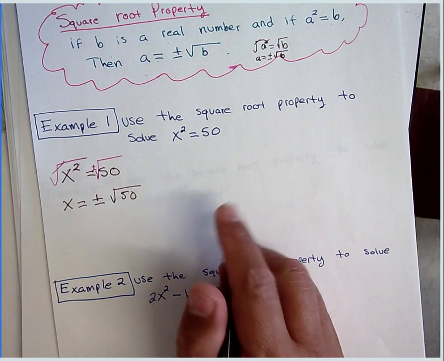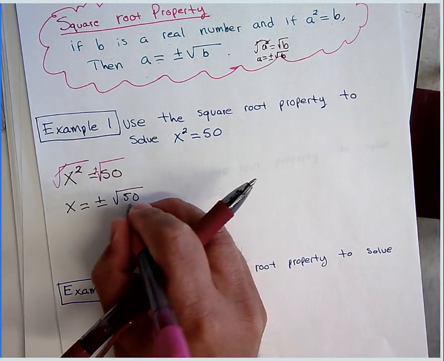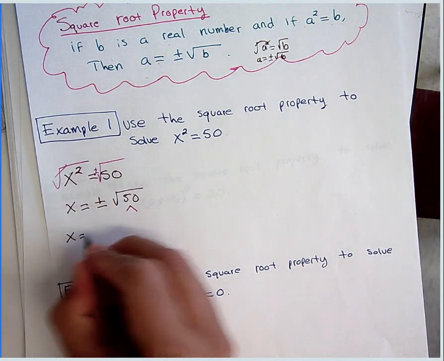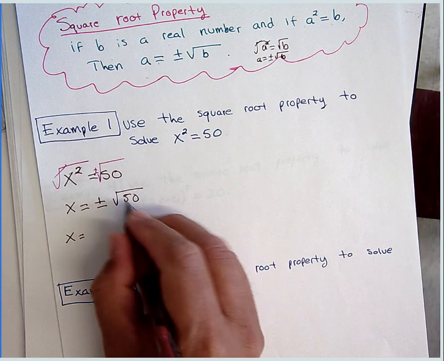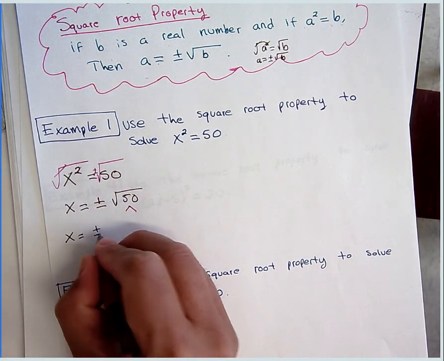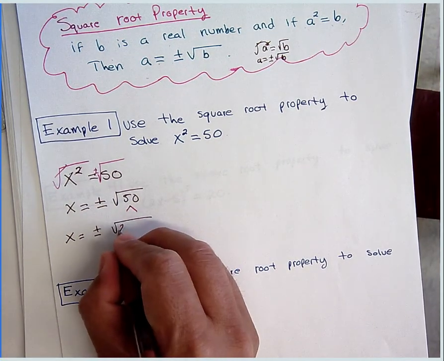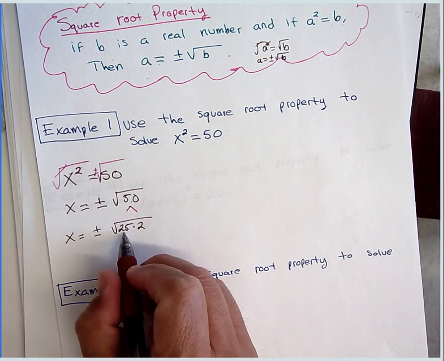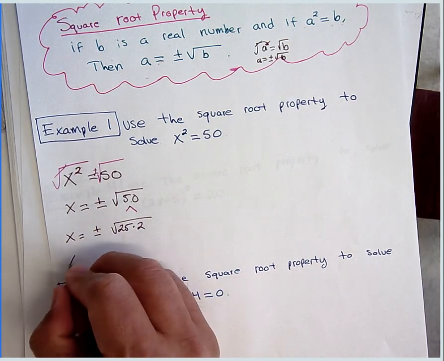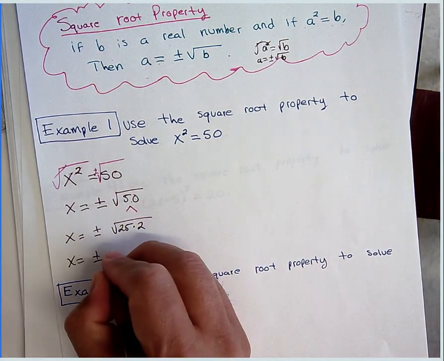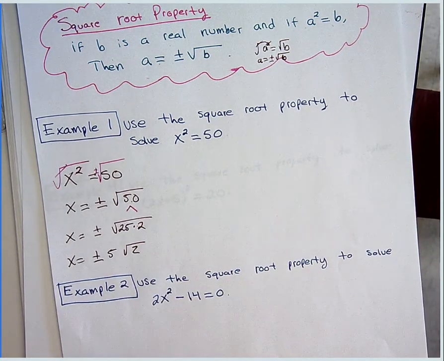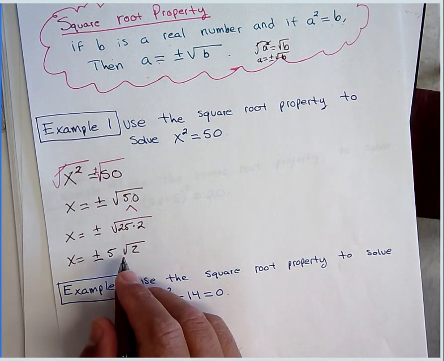From here, it's the same thing that we've been doing. You gotta simplify this. You gotta find a perfect square factor of 50. So it would be 25 times 2 gives you 50, and you know the square root of 25 would be 5. So plus or minus 5, and then the square root of 2 stays inside. Okay, so this would be the answer for x.